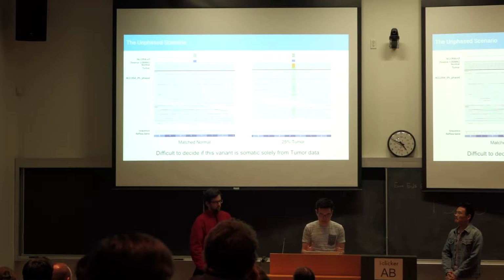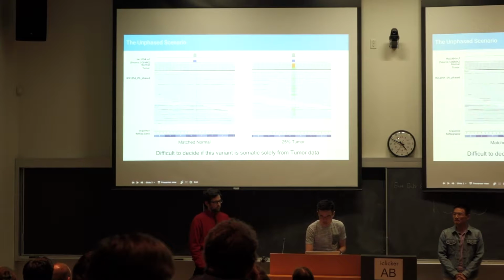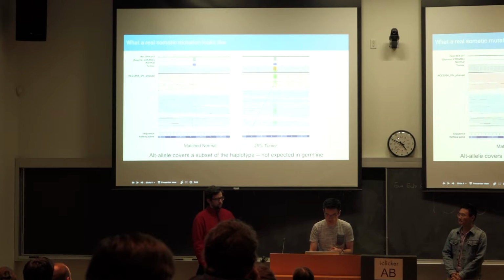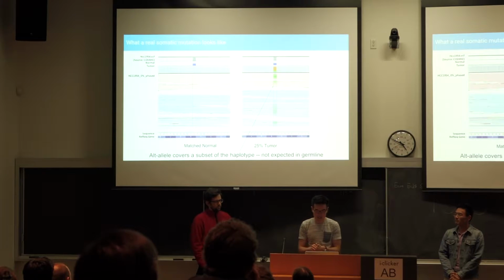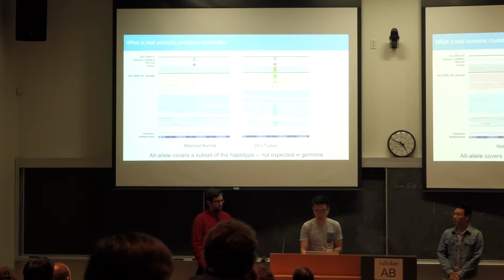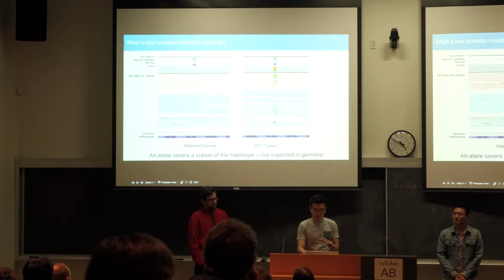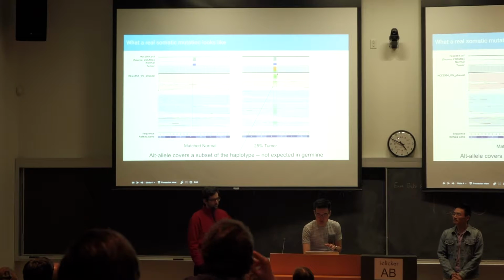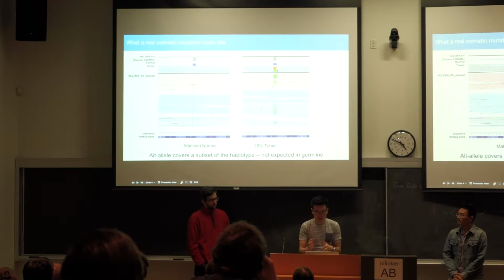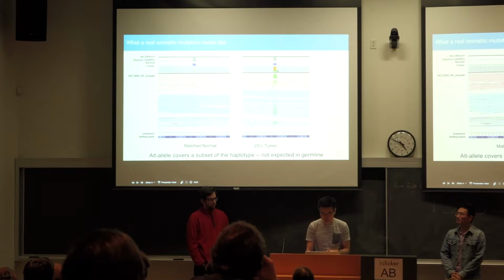Here's a real-world example. It's difficult to decide whether this variant here is somatic, based solely on this classic tumor data. However, with the 10x data, we're able to separate this out into two different haplotypes as well as a group of unphased reads. And from that, we can tell based on the variant allele fraction in this haplotype that this is indeed likely a somatic mutation.